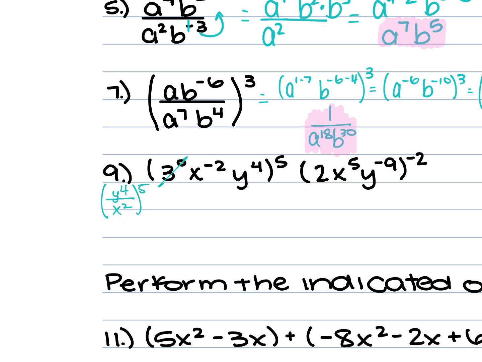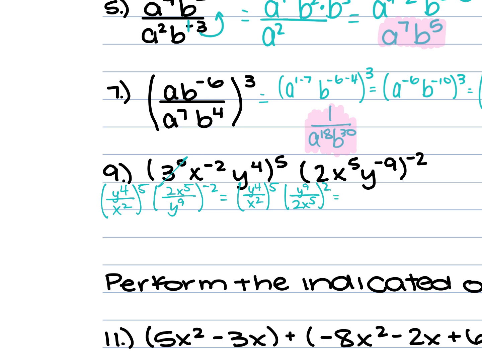From there, you have 2x to the fifth power, y to the negative ninth power, all raised to the negative second power. So this is 2x to the fifth power over y to the ninth power, all raised to the negative second power. Flip the second fraction in order to turn the negative 2 power on it into a positive 2. So this is going to be y to the fourth power over x squared raised to the fifth power times y to the ninth power over 2x to the fifth power, now raised to the second power.